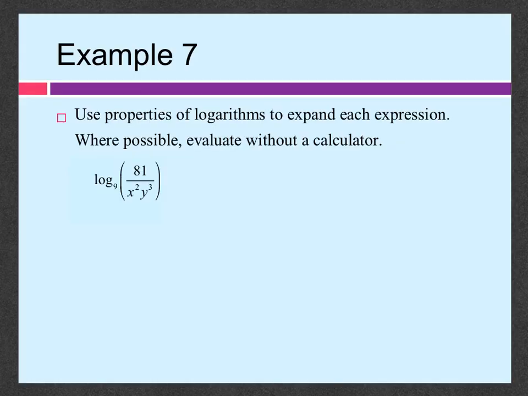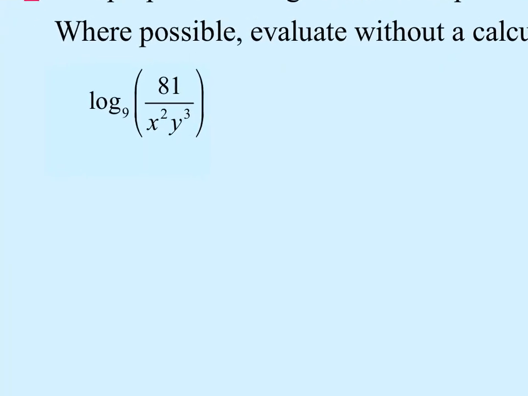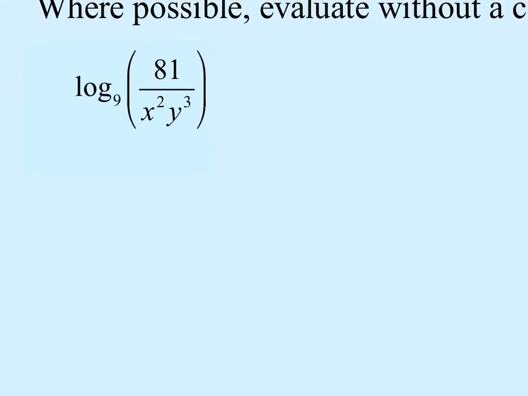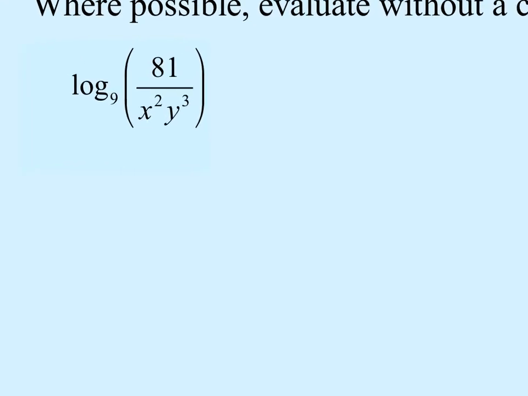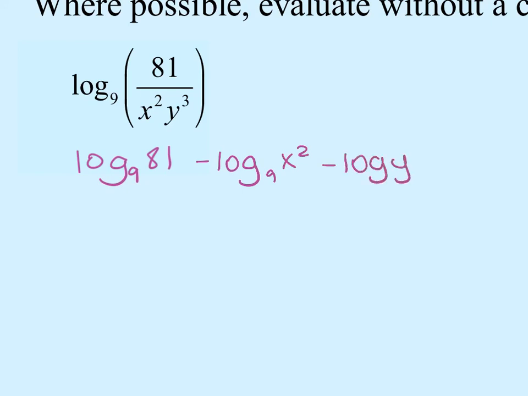Okay, last one just has multiple parts. Use the properties of logs to expand each expression where possible, and evaluate without a calculator. So in the top, you've got just one number, but in the bottom, you've got separate factors, okay? The rule is if it's in the bottom, it gets a minus. If it's in the top, it gets a plus. So this would be log base 9 of 81. That's going to stay positive because that's my numerator. Minus log base 9 of x squared minus log base 9 of y to the 3rd.